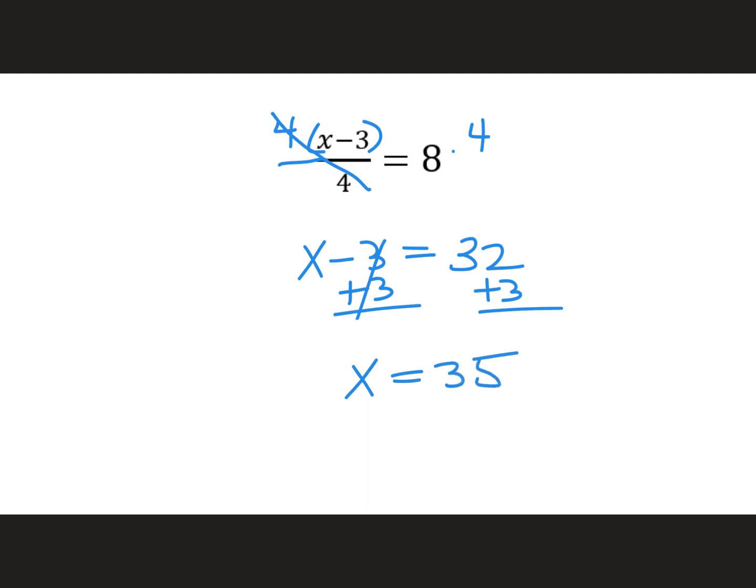How would I check that? We'll put 35 back into the equation. 35 where x is. So 35 minus 3 over 4. That is 35 minus 3 is 32 over 4. And 32 over 4 is an 8. And that's what the other side is. All right. It's your turn to go do some two steps and have some fun.